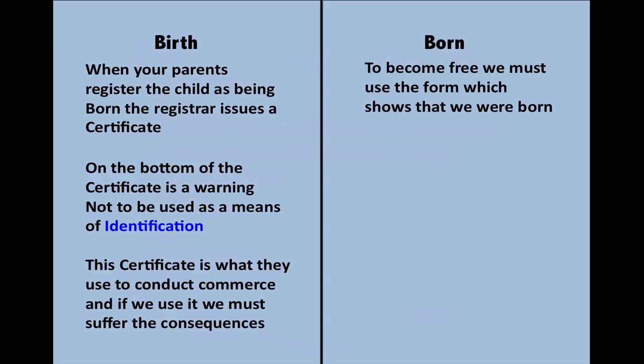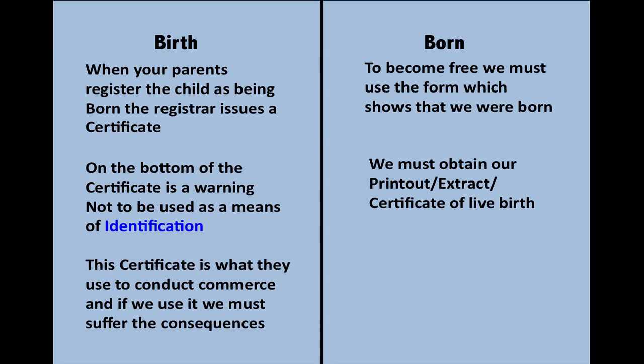Now, on the other side of the ledger, we are born. So to become free, we must use the form which shows that we were born, and that is your printout. We must obtain a copy of our printout. Now, this is in New Zealand. In Australia and England, it is the extract. And in Canada, it's a certificate of live birth.